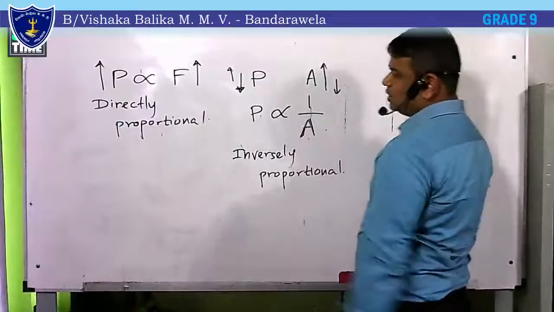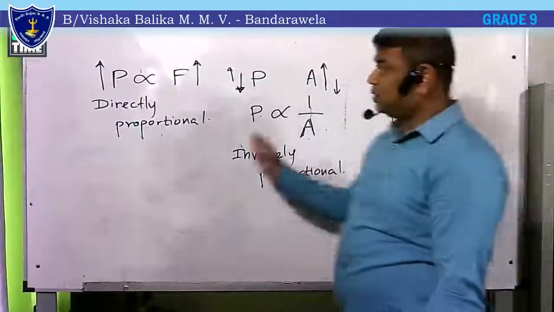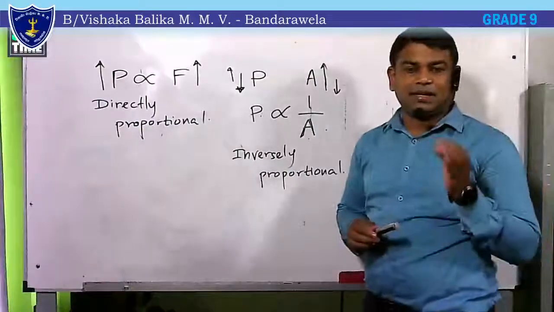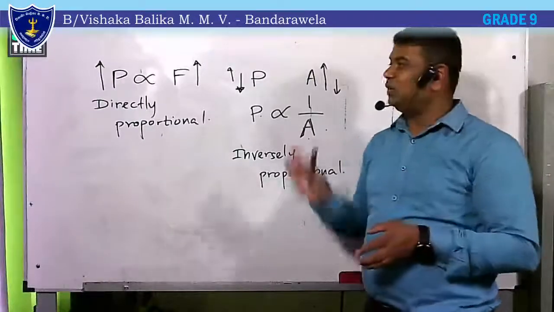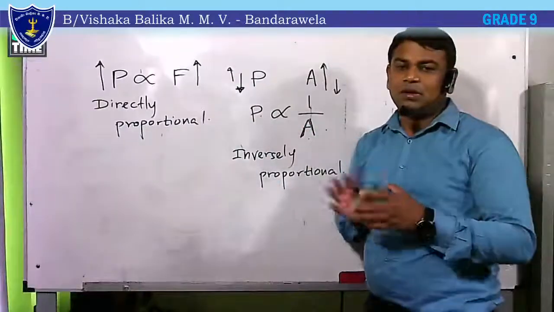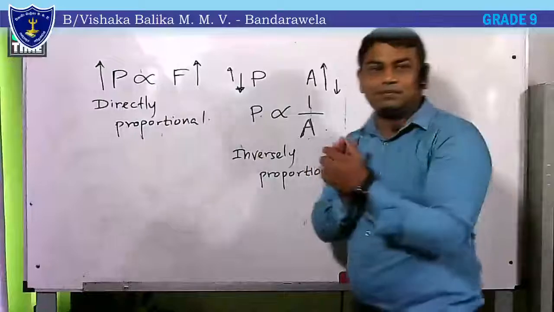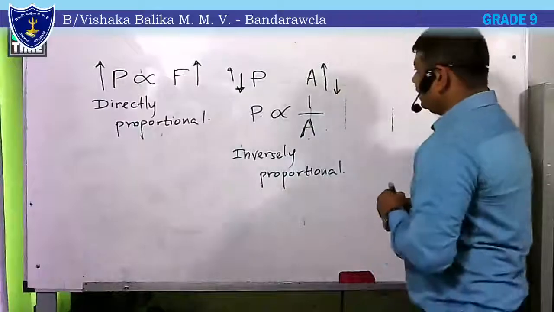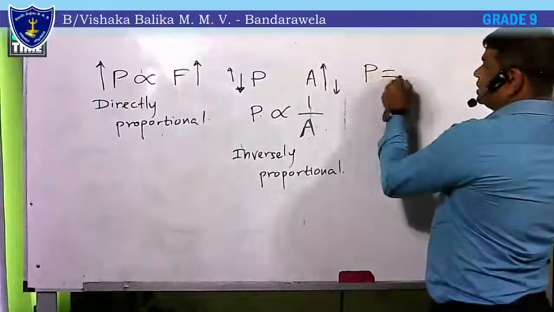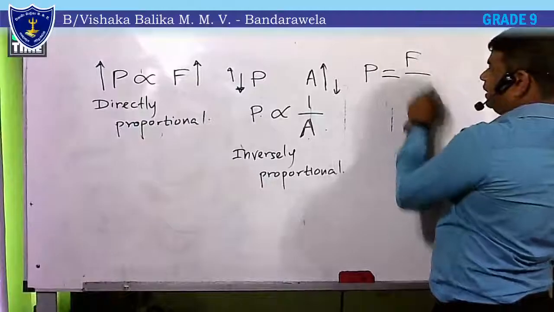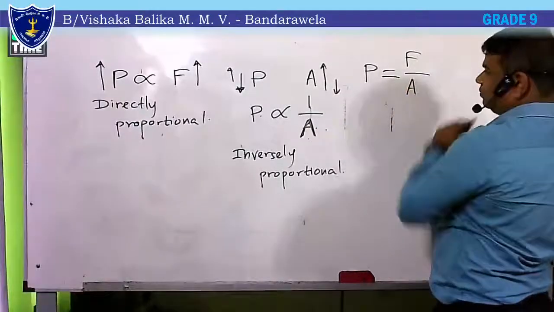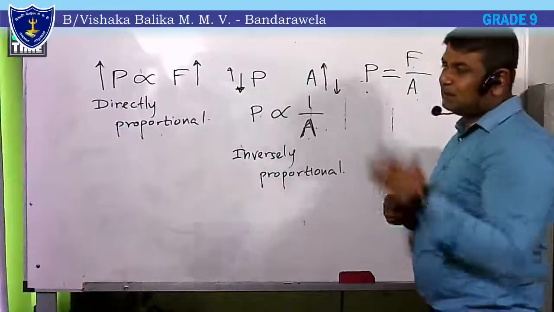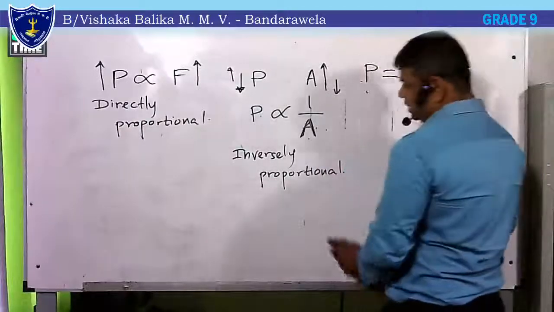Pressure is inversely proportional to the area, and directly proportional to the force. That is how the pressure varies with area and force. Now, by combining these two, we can construct one common equation: pressure equals force divided by area. Directly proportional to force, inversely proportional to area. That is how the basic equation is proven.